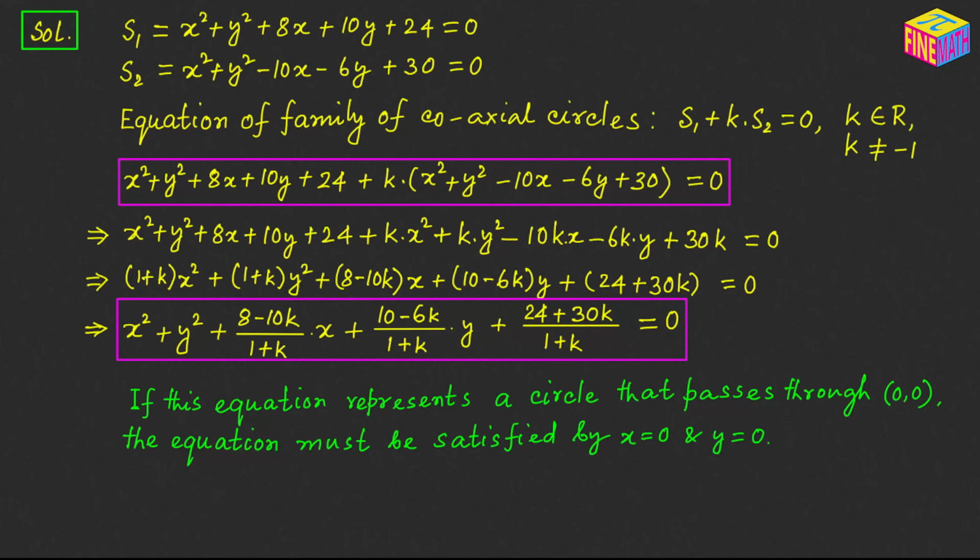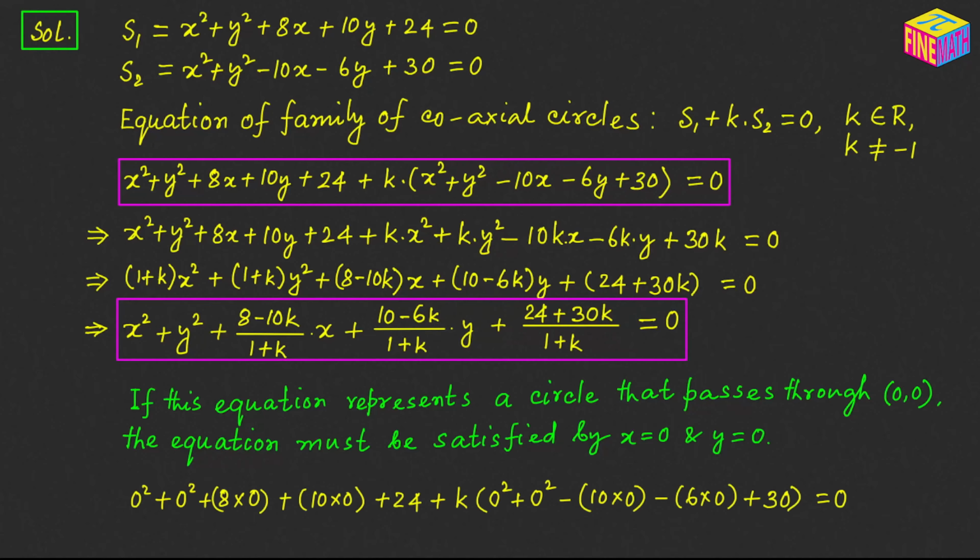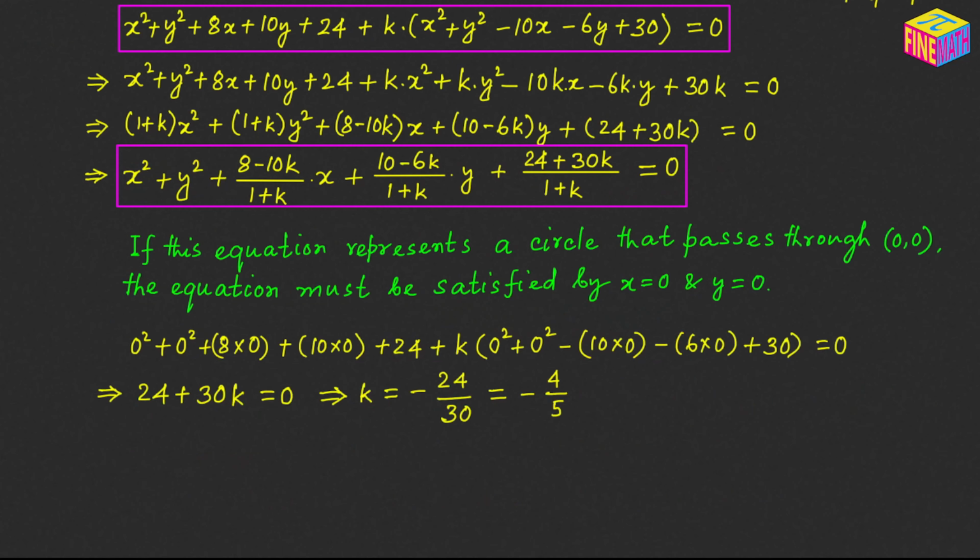So because the given condition is that the specific circle passes through the origin, I am going to use x equals 0 and y equals 0 in the general form. So we can write it like this, and then we just simplify a little bit. We find that k is equal to negative 4 over 5. And now let's use this value of k in the general equation. That should give us the equation of the specific circle that passes through the origin.